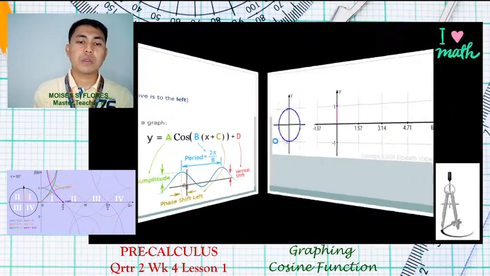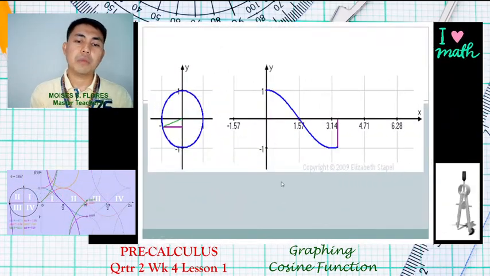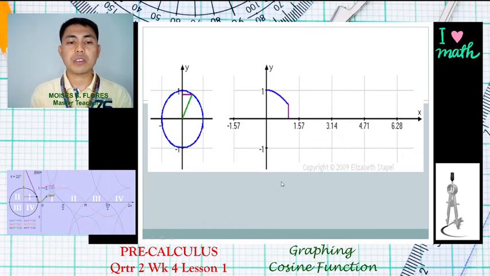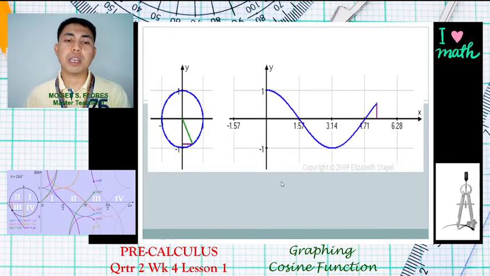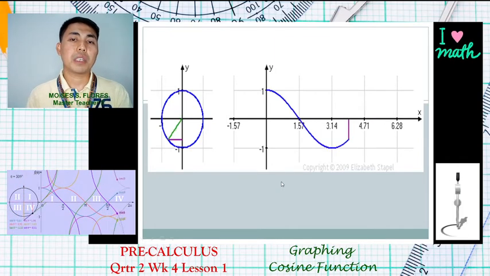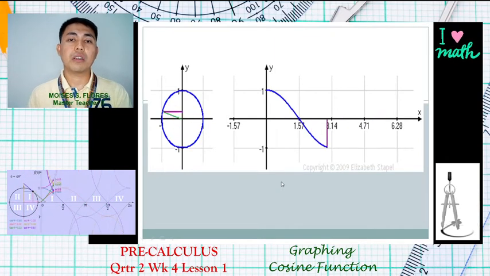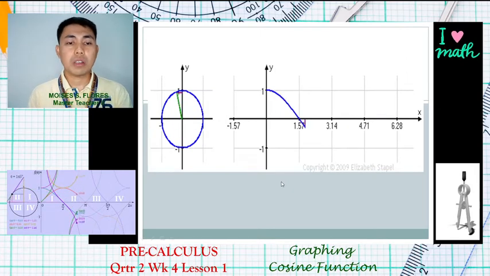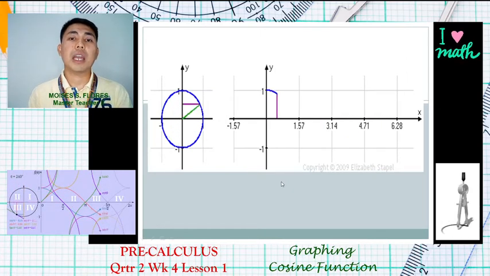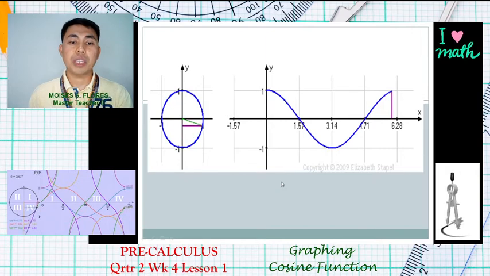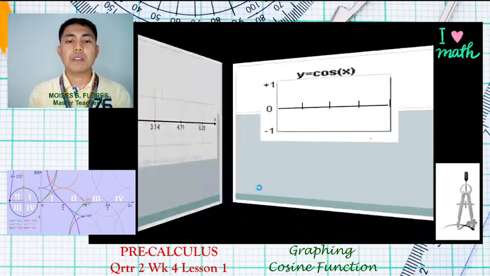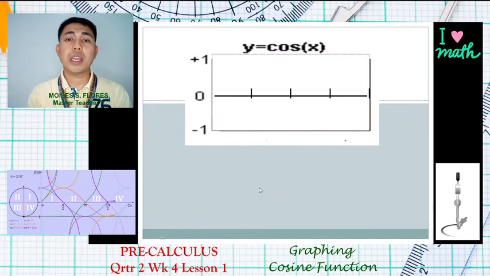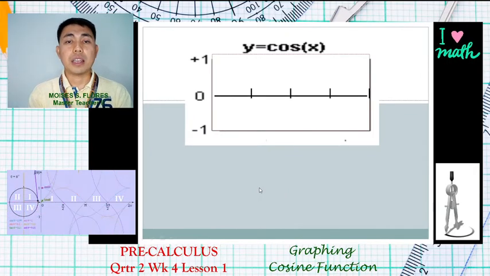Okay, so take a look at our diagram here, a period of the cosine function. Comparing with our sine function, in the sine function it started on the origin, but this time the cosine started on the highest or maximum point. Now let's have the graph of y equals cosine x.